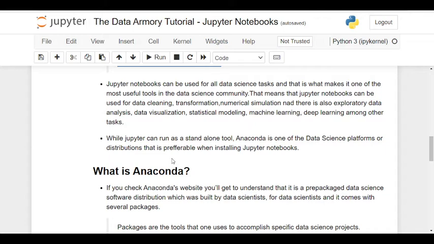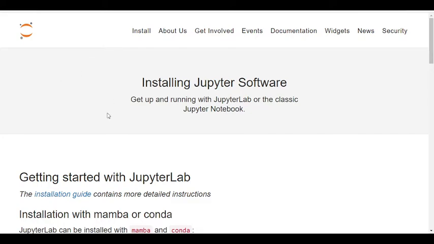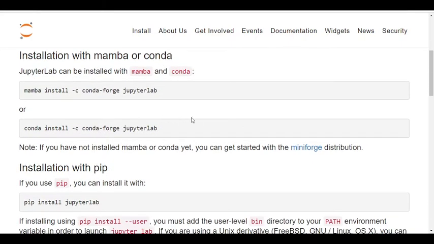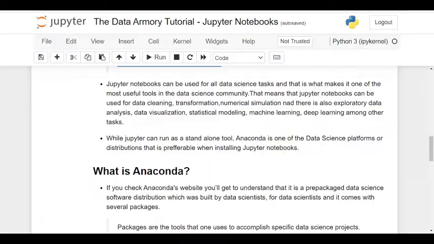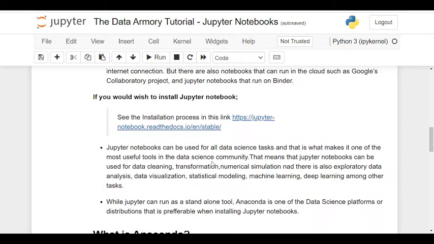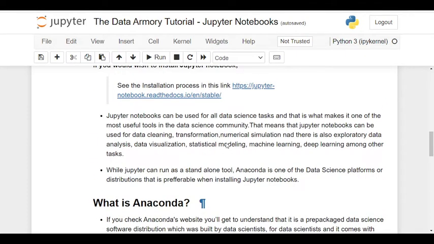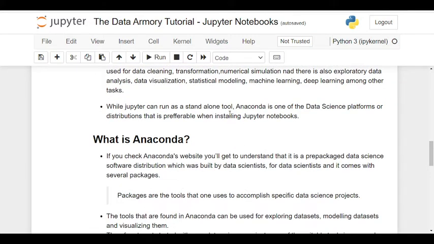Now, while Jupyter Notebooks can run as a standalone tool, Anaconda is one of the data science platforms or distributions that is preferable when installing Jupyter Notebooks. We know very well that it can run as a standalone tool. For example, if you go to this site, you'll be given the installation process of having it as a standalone tool. But also, there are some data science distributions which are preferable when it comes to installing Jupyter Notebooks. And the distribution that this session prefers is the Anaconda distribution.